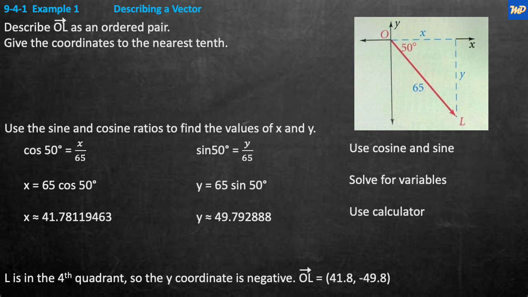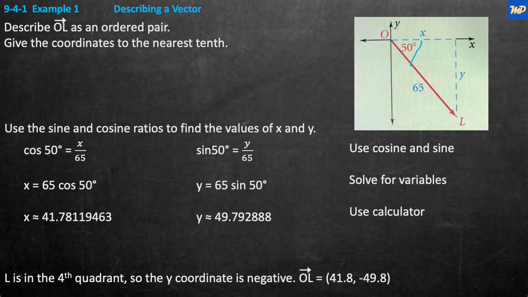Okay, use the sine and cosine ratios to find the values of x and y. So cosine of 50 degrees is equal to x divided by 65. Here's our angle, 50 degrees right here. And we want the value of x. Well, x is the adjacent side, right? 65, x is the adjacent side. So the cosine of 50 degrees is equal to x divided by 65.